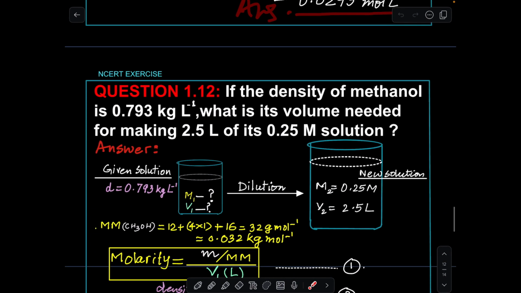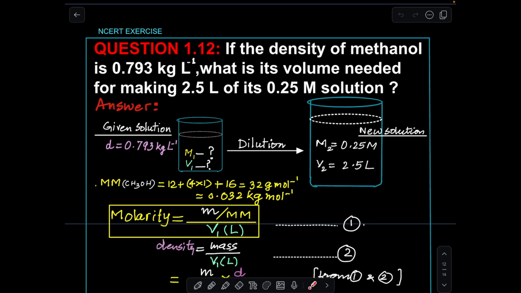Next question, 1.12. If the density of methanol is 0.793 kilograms per liter, what volume is needed for making 2.5 liters of its 0.25 molar solution? Okay, so again, as I told you in the previous question, focus on the given information and try to manipulate the information, or process the given information, so as to get the answer.